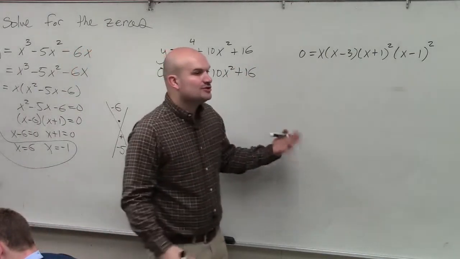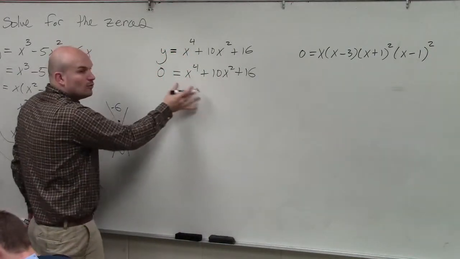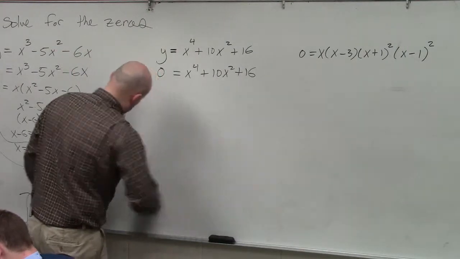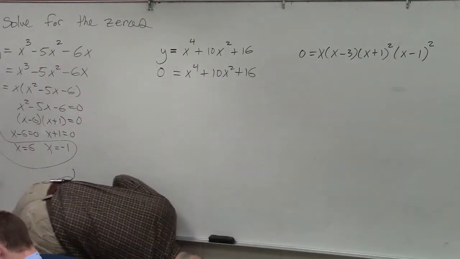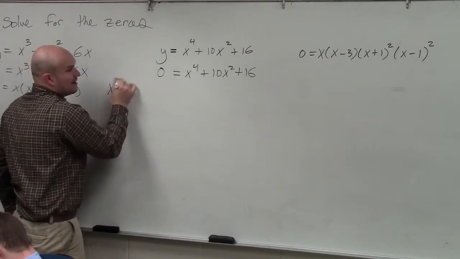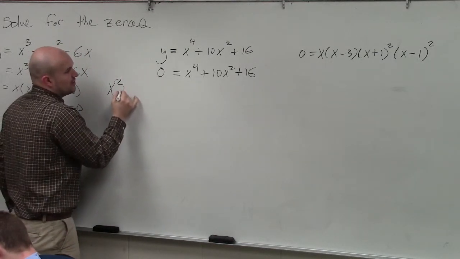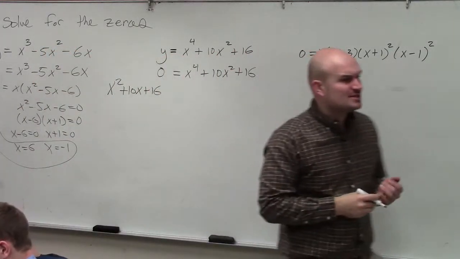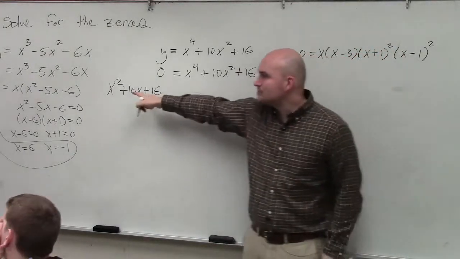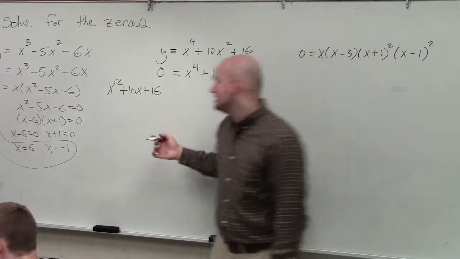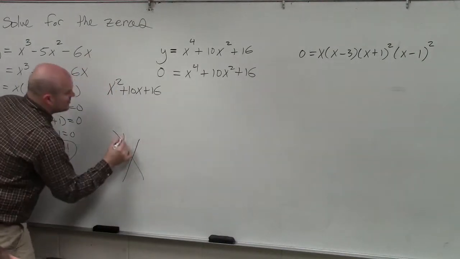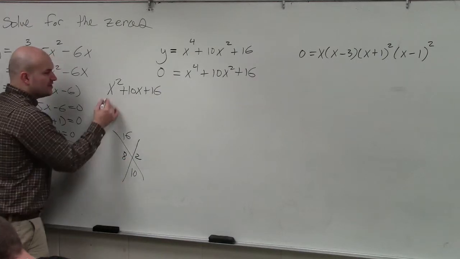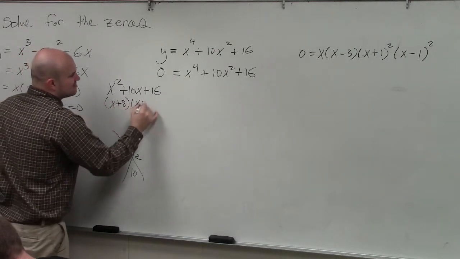So what I told you guys to do was to think of this as a quadratic where you know how to factor it. So if I look at this as x squared plus 10x plus 16, can I factor that, knowing the numbers that I know? Well, let's see. What two numbers multiply to give you positive 16 and add to give you 10? 8 and 2. So therefore, that would be x plus 8 times x plus 2.